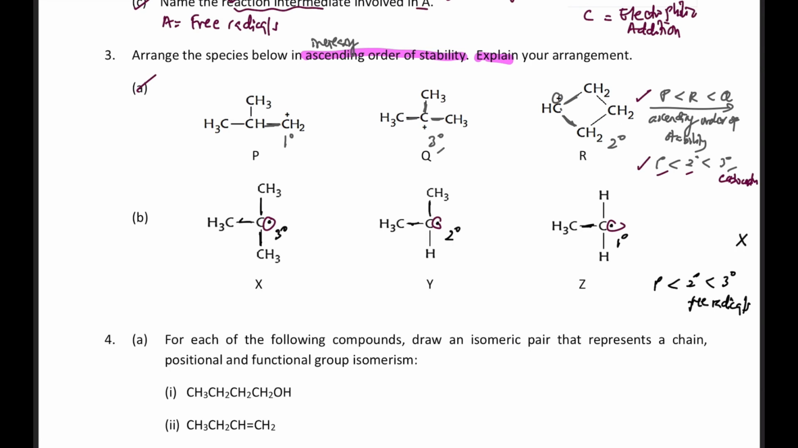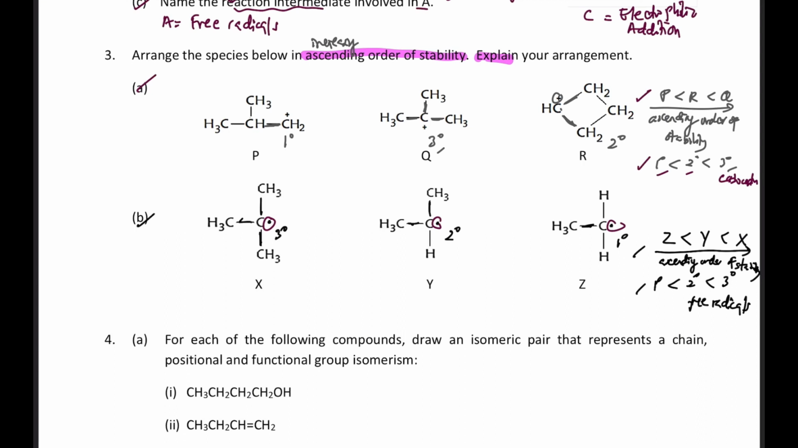Okay, so mana yang tertiary? Tertiary is X. So X paling stable, followed by Y, followed by Z. So ZYX susunan dia. This is the ascending order of stability. Faham tak? So that's for 3B. Again, ini sudah cukup untuk explanation dia.